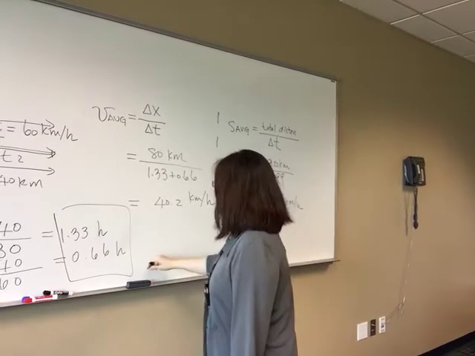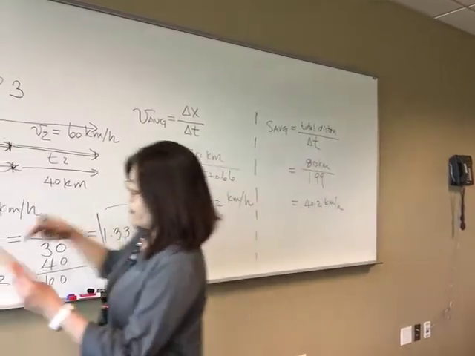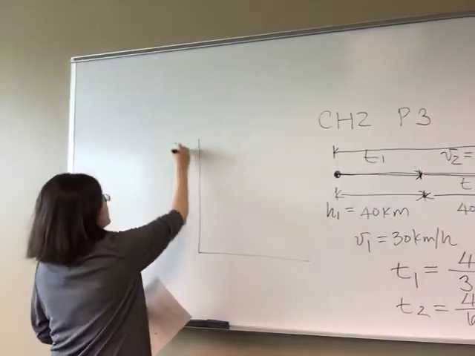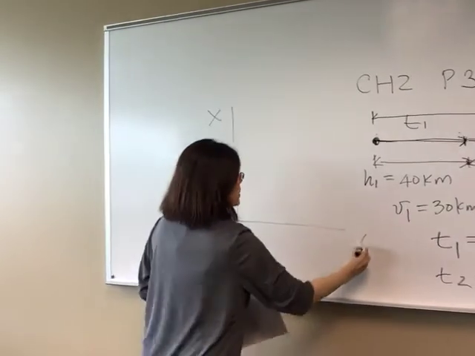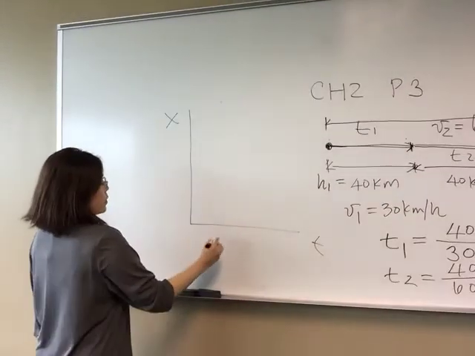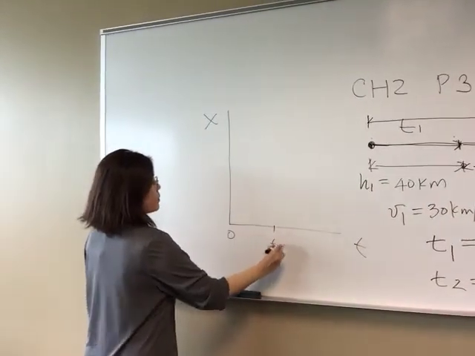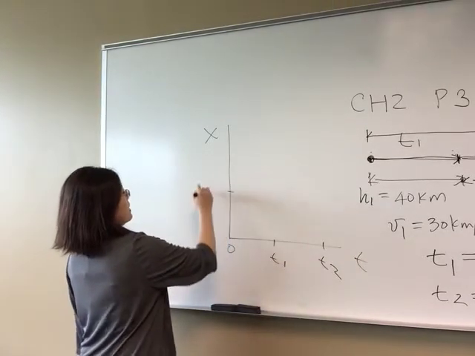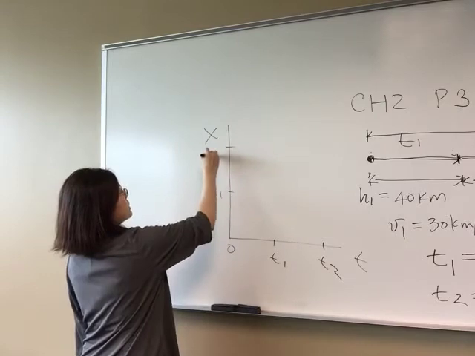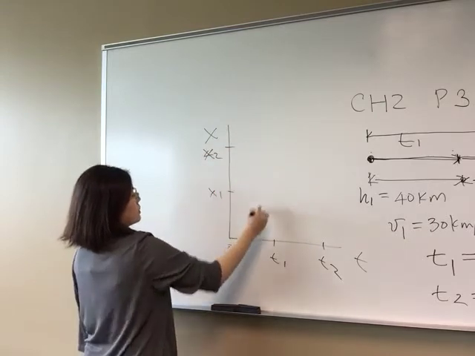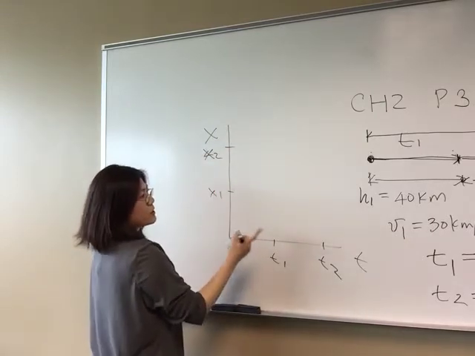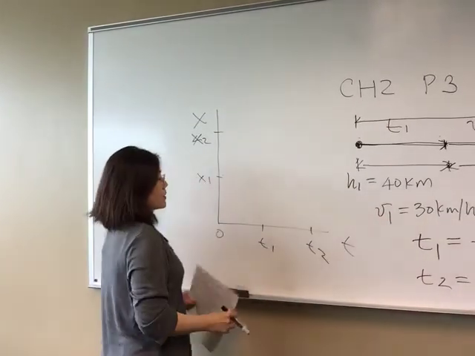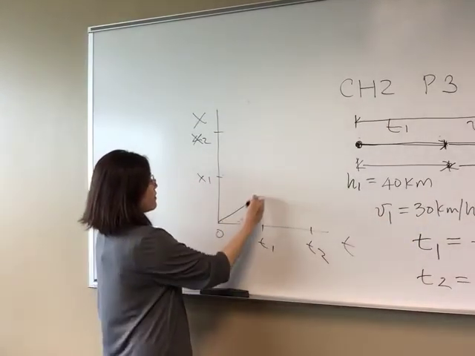To graph it, basically you're going to plot position versus time. So in this case, you have from 0, and you have your T1 and your T2, and this is your X1, and this is your X2, so you see that you have something like this. Now, during the first time interval, it's moving at 30 kilometers per hour, so you have something like this.